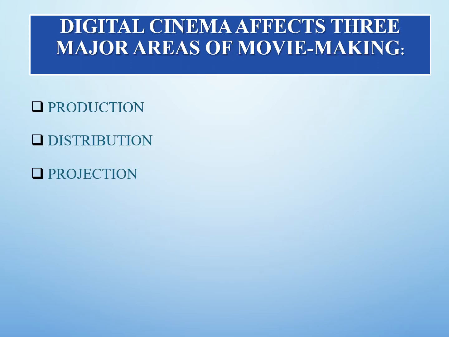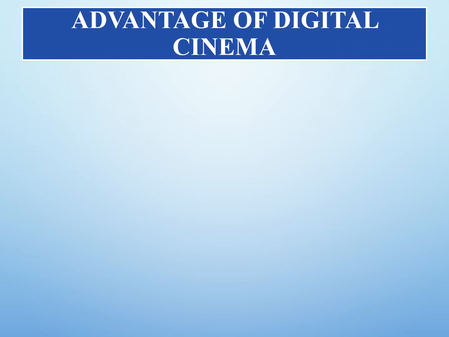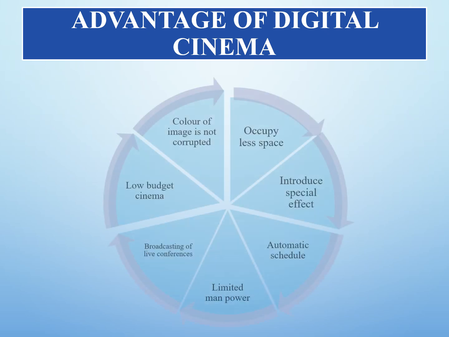Now let's see digital cinema effects. Digital cinema affects three major areas of movie making. They are production, distribution and projection. Now let's see advantages of digital cinema. They include: color of image is not corrupted, occupies very little space, introduce special effects, automatic schedule, limited manpower, broadcasting of live conferences, low budget cinemas.